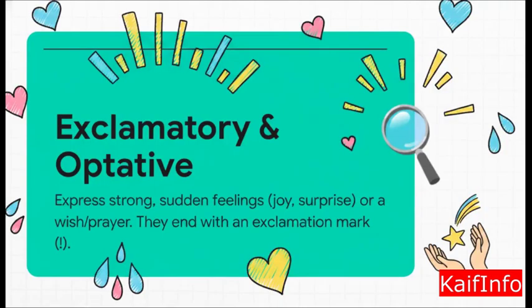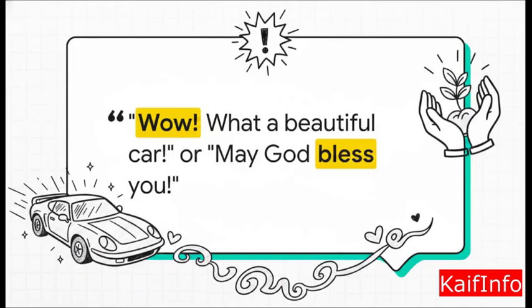And finally, let's talk about sentences with some passion. These are the exclamatory sentences. Think of them as just bursts of strong emotion, like joy or shock or excitement. And often lumped in with them are optative sentences, which are all about expressing a wish or a prayer. Both of them pack a real emotional punch and end with an exclamation mark. So if you shout, "Wow, what a beautiful car!" that's a classic exclamatory sentence. It's that sudden rush of feeling. But if you say something like, "May God bless you," well, that's optative. It's a heartfelt wish for someone else. Both use that exclamation point to show strong feeling.